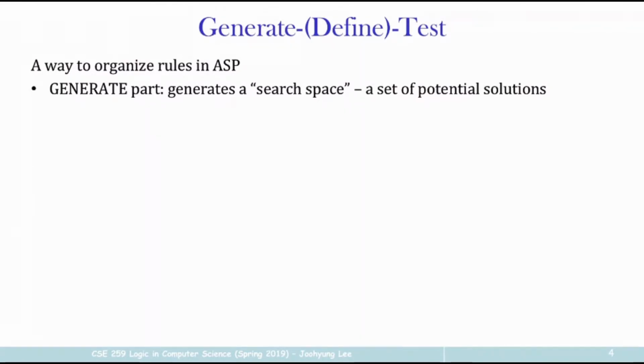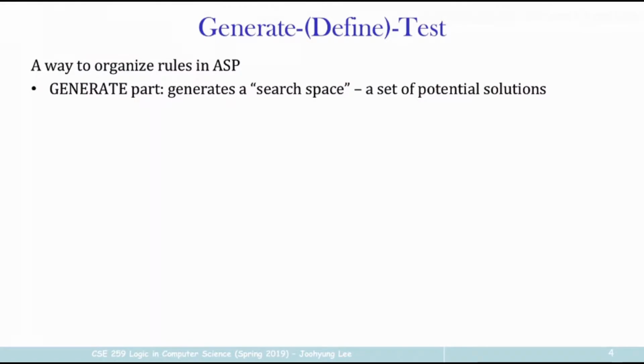It contains 3 parts: generate, an optionally defined part, and the test part. For the first few examples, maybe most examples today, we are not going to use the define part. We'll only use the generate and the test part.